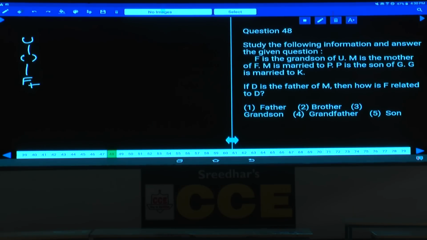Then M is the mother of F. As M is the mother of F, here we have two possibilities. M is the mother of F. This M can be either U's child or U's son-in-law or daughter-in-law, isn't it? Now, see.